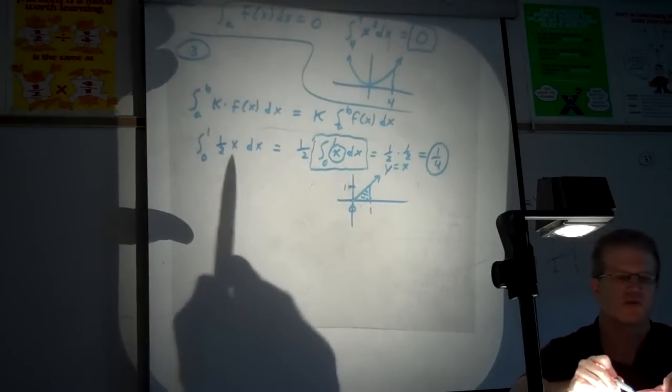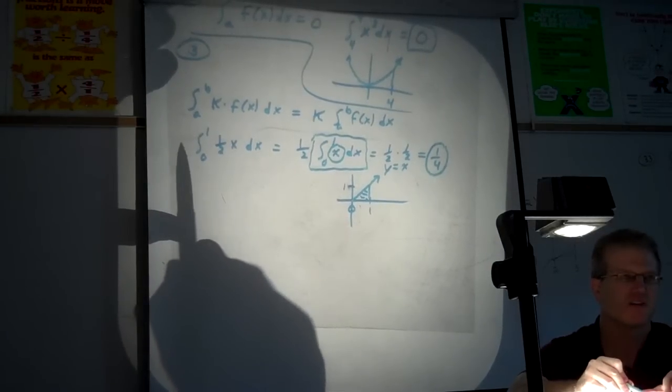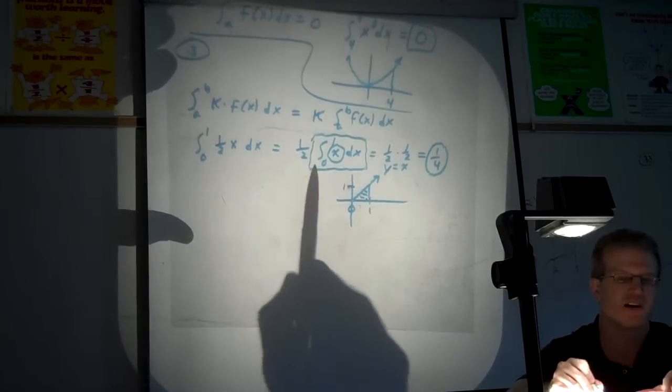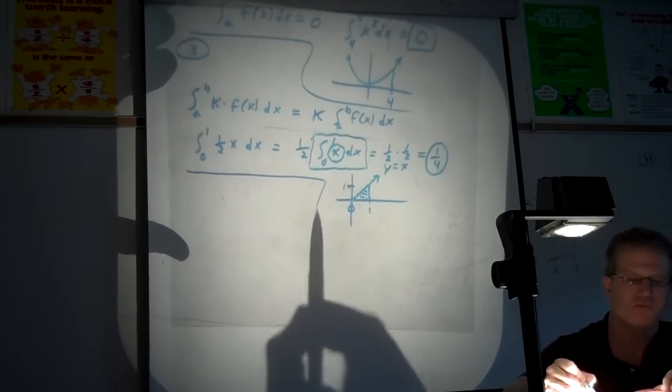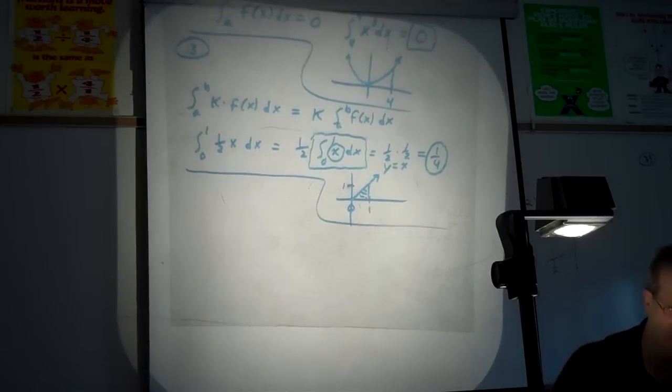So sometimes it helps to move your constant out to the front and just ignore it until after you've found your integral value, then multiply by that constant later. Makes your calculations a lot easier sometimes. Any questions about that one?